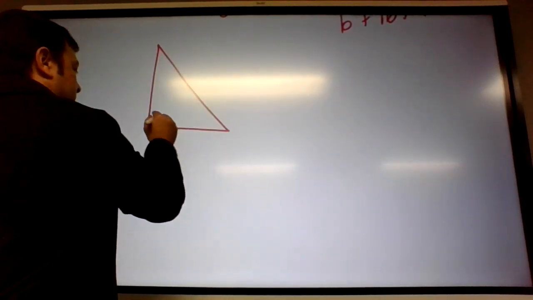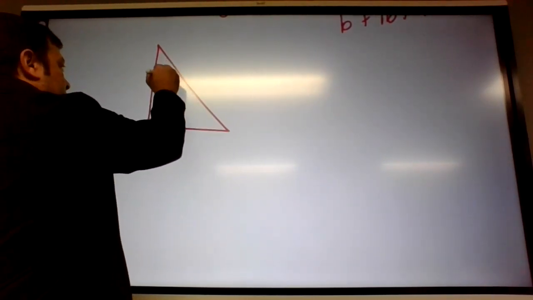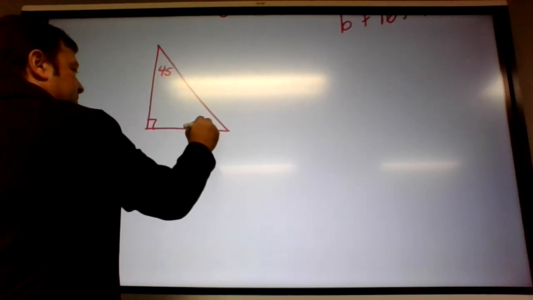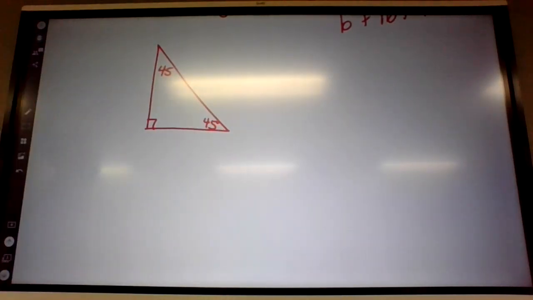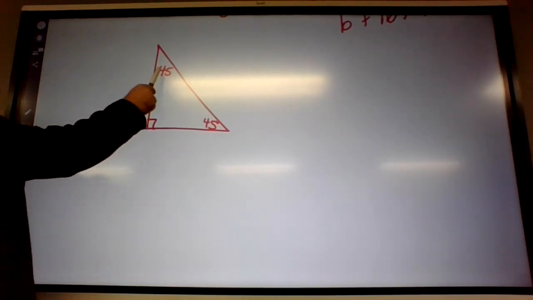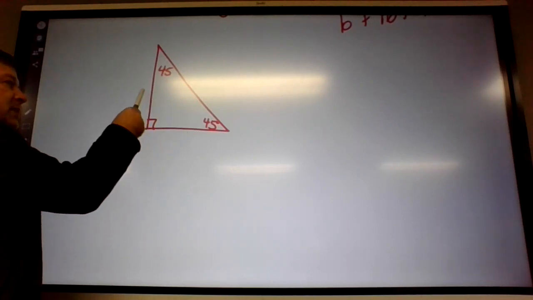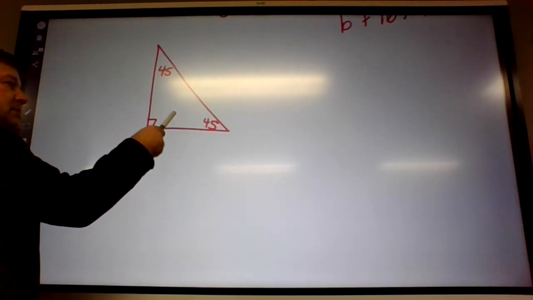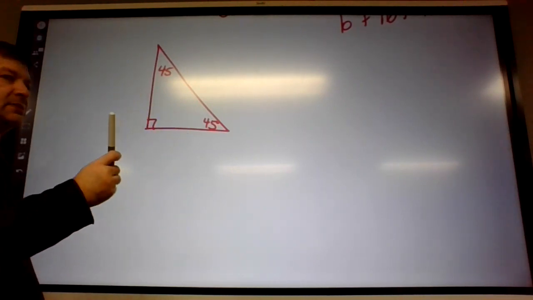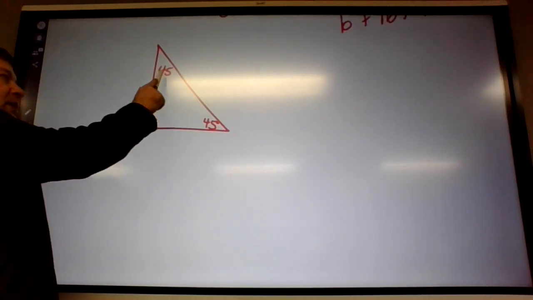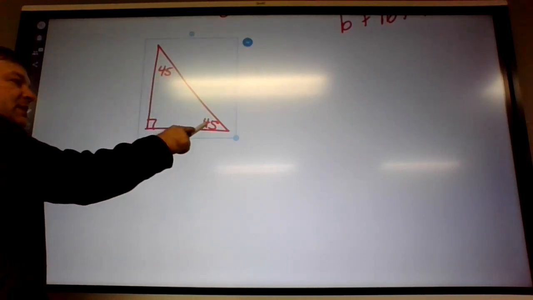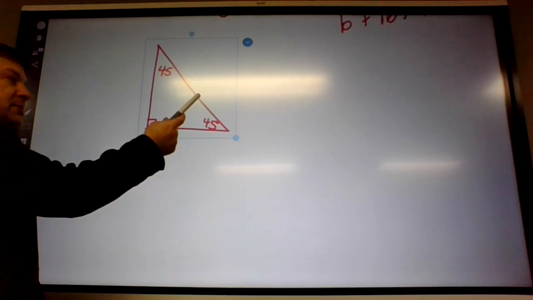So we're talking about special triangles. We actually did this some in geometry. I know you guys probably forgot, so it's okay. One of the special triangles is a 45, 45, 90. If you have two equal angles, what do we know about these two legs? Two equal angles happen when it's an isosceles triangle.